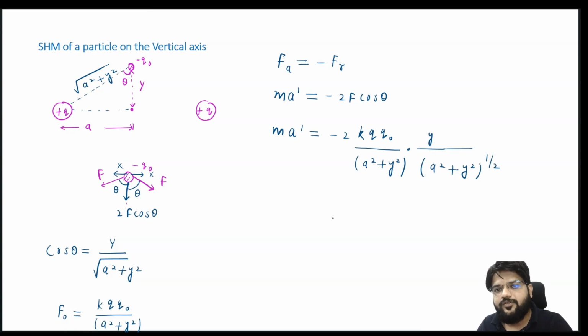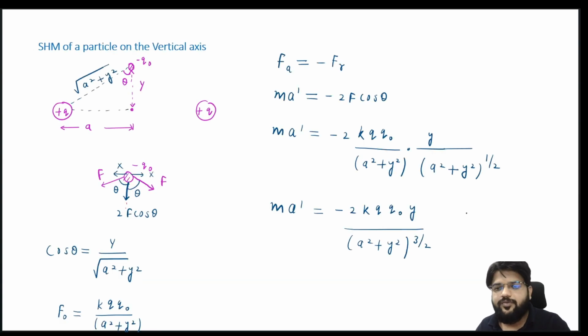Now we will simplify this. If we simplify this, then we will get m a dash is equal to minus 2 k q q naught y divided by a square plus y square power 3 by 2. This thing we will get.